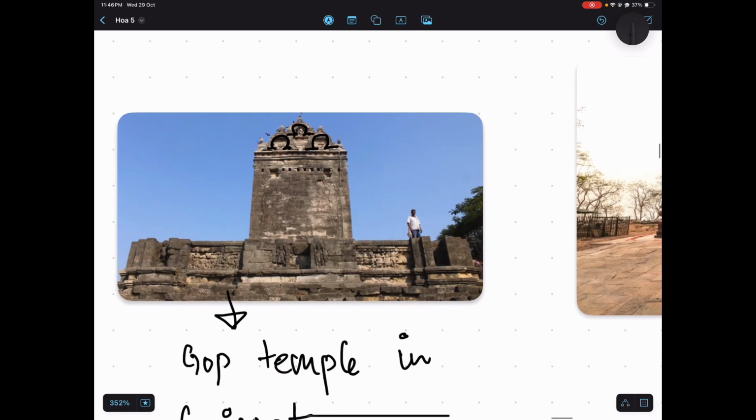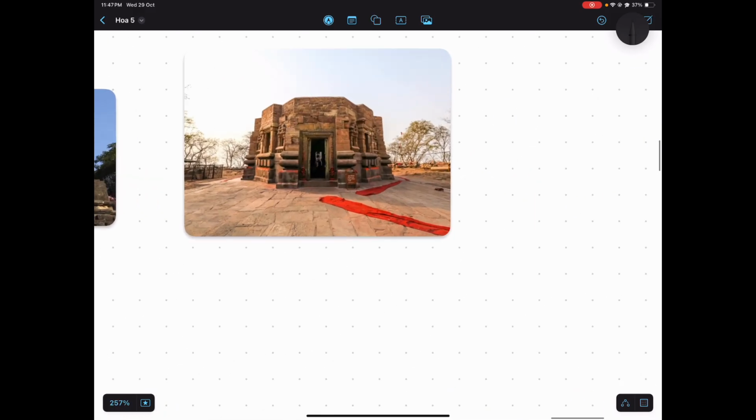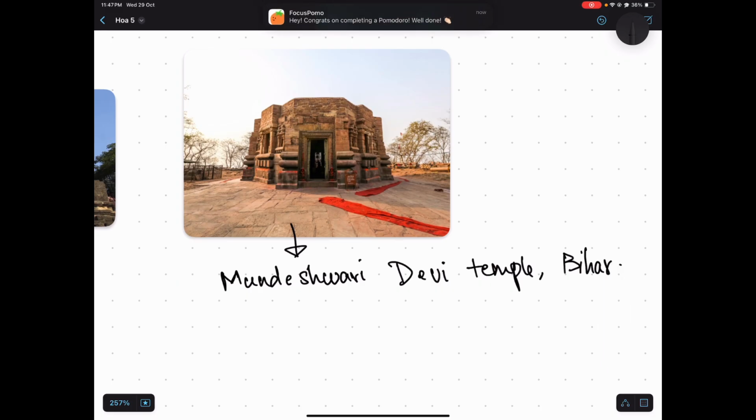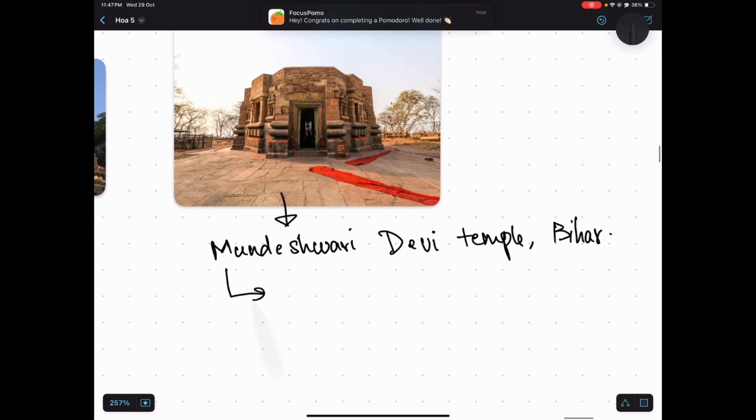And then this is our Mundeshwari Devi temple in Bihar. And this is our first temple that is said to have an octagonal planning. So this has an octagonal plan. The first temple to have octagonal plan.